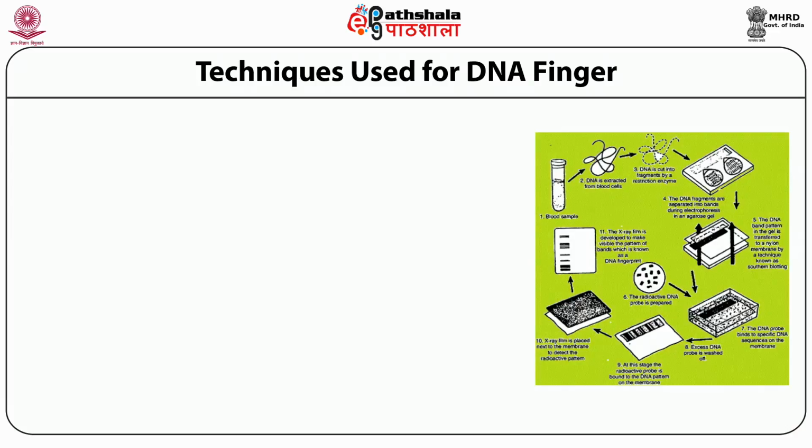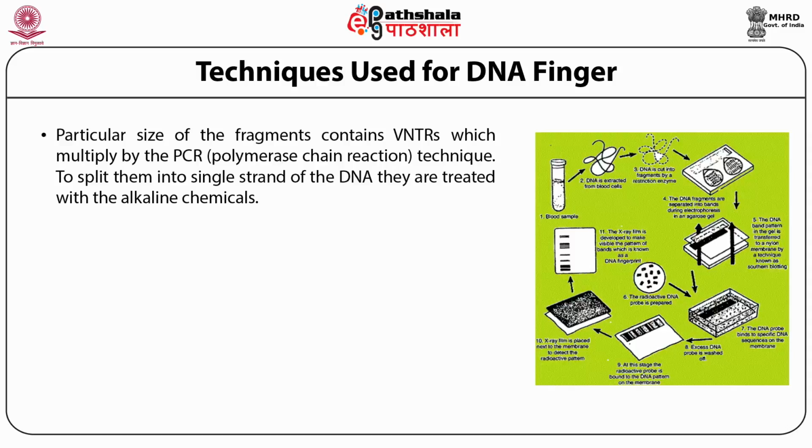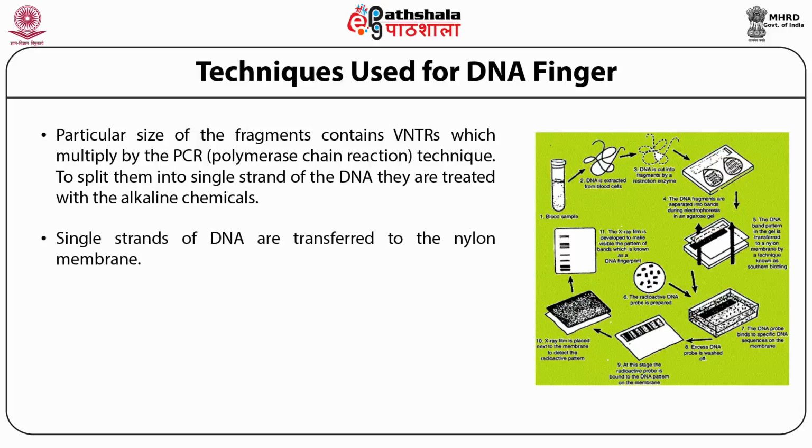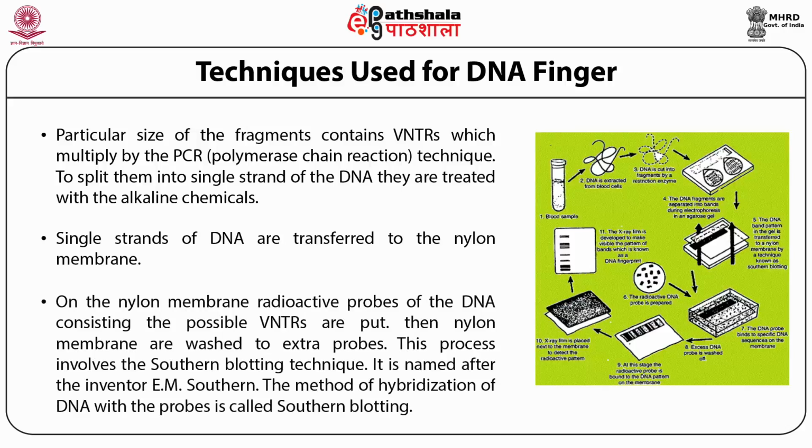After separation of DNA fragments according to the size, the particular size of the fragment which contains variable number of tandem repeats is multiplied by the polymerase chain reaction technique. To split them into single strands of DNA, they are treated with alkaline chemicals. Then the single strands of DNA are transferred to the nylon membrane. On the nylon membrane, radioactive probes of DNA consisting of the possible variable number of tandem repeats are put. The nylon membrane is washed to remove extra probes.